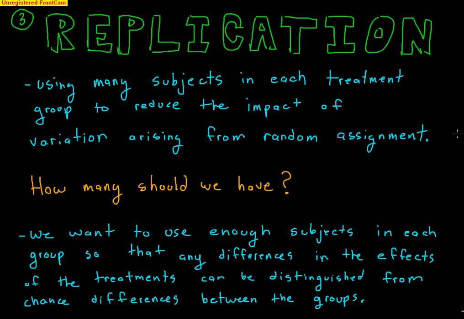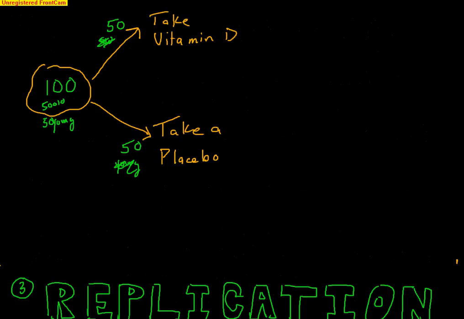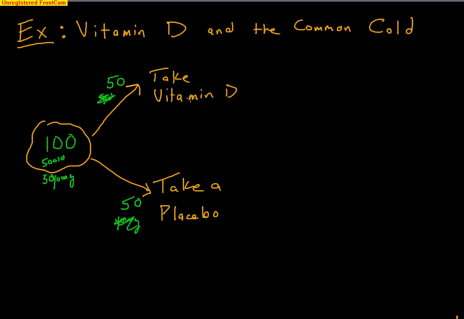Using many subjects in each treatment group to reduce the impact of variation arising from random assignment. So if I use random assignment, it could happen where I get the 5 old people and the 5 young people. But if I use more people, the chance of that happening diminishes, right? I want the only difference at the end to be who was taking vitamin D and who wasn't.